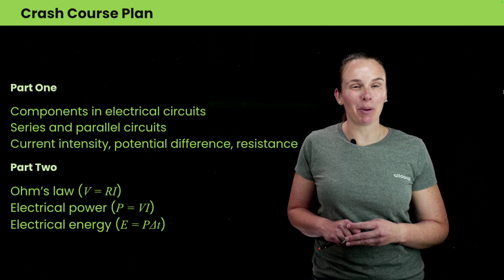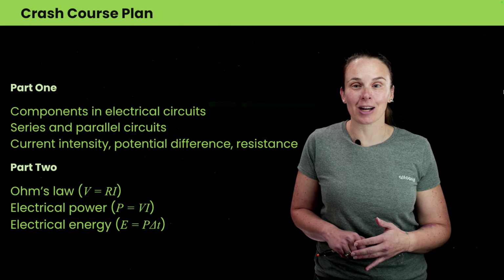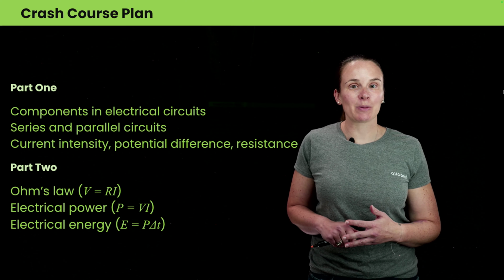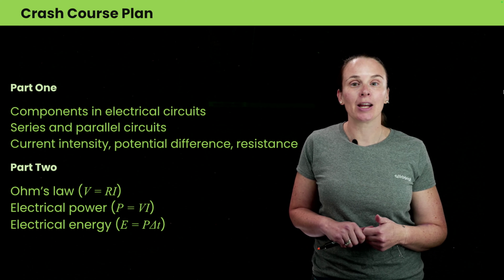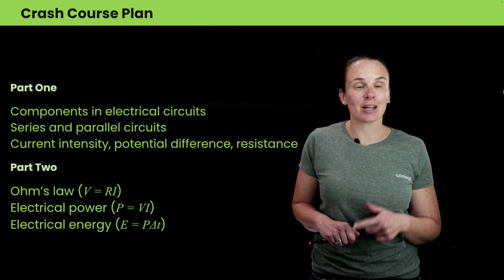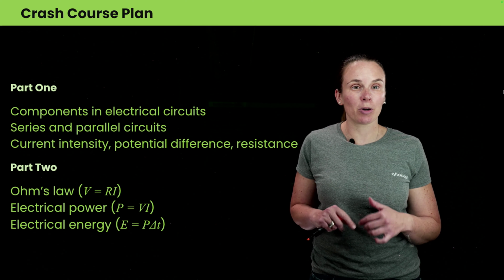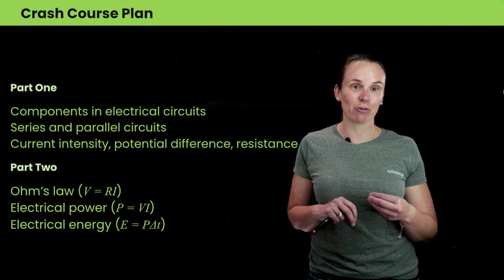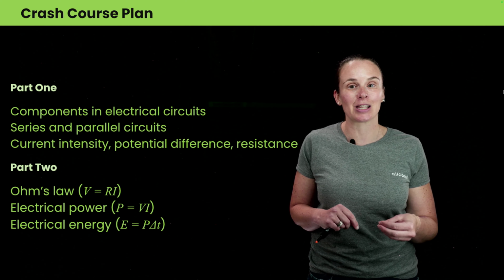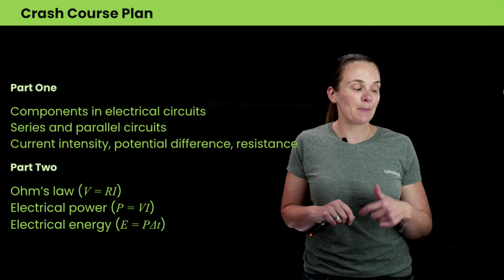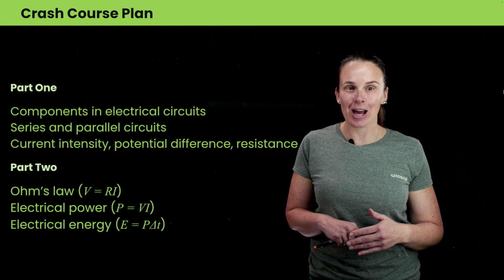Welcome to the second part of our crash course on electric circuits. Remember in the first part, we talked about the different components of an electrical circuit, the different types of electrical circuits, and the properties that we can find in those electric circuits. So in part 2, we're going to put all of those things together and tackle some of the formulas that we use to calculate certain things. We're going to look at Ohm's law, electrical power, and electrical energy.